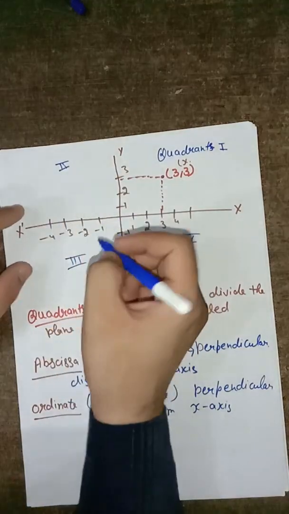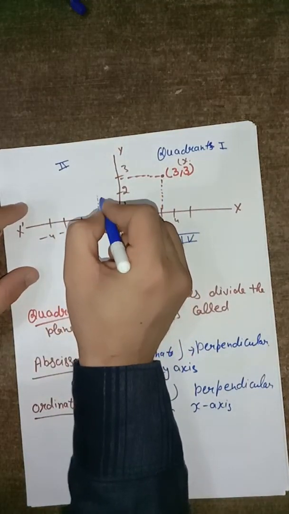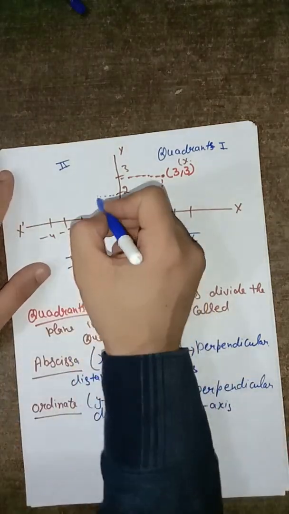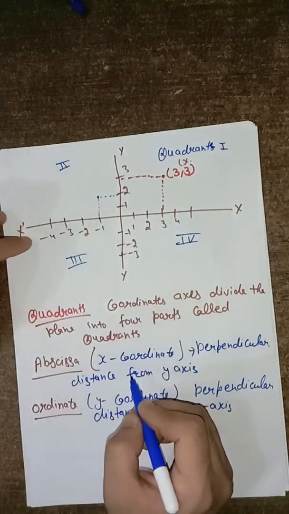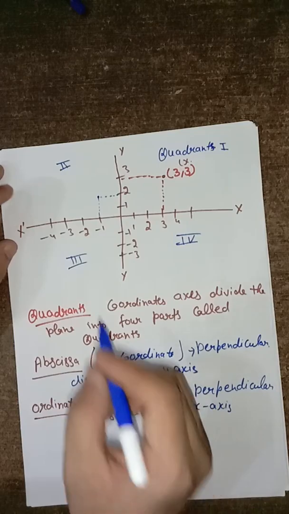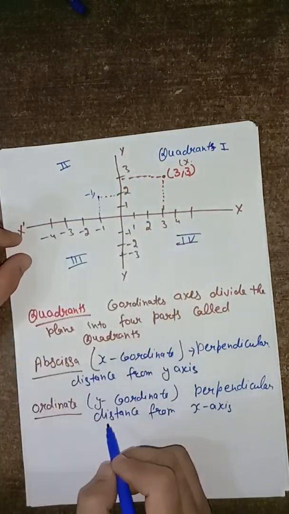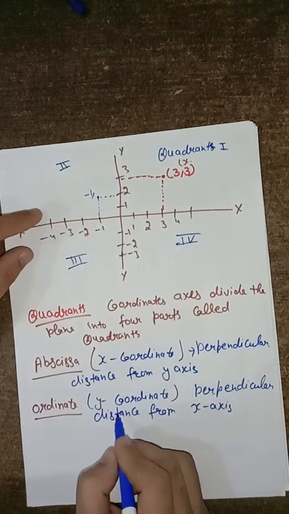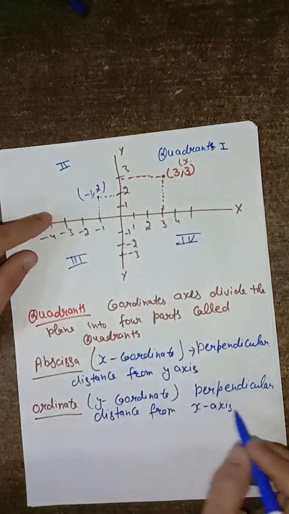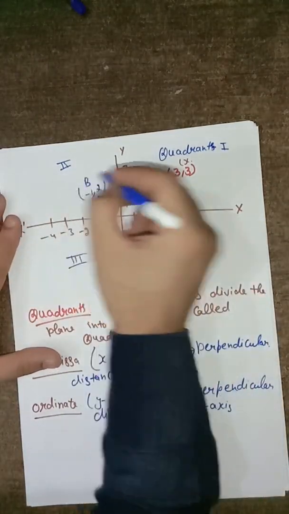Now if my point is this, how will we represent this as a coordinate? First we will represent the x coordinate, abscissa, it is -1. Now represent ordinate, that is y coordinate, this is 2. Hence -1, 2 is the coordinate of this point, say B, if this is A.